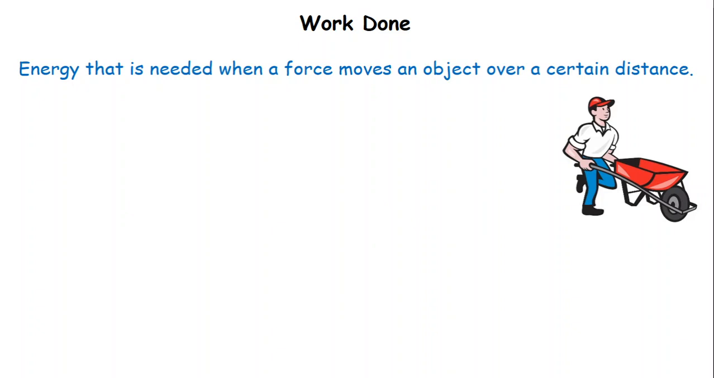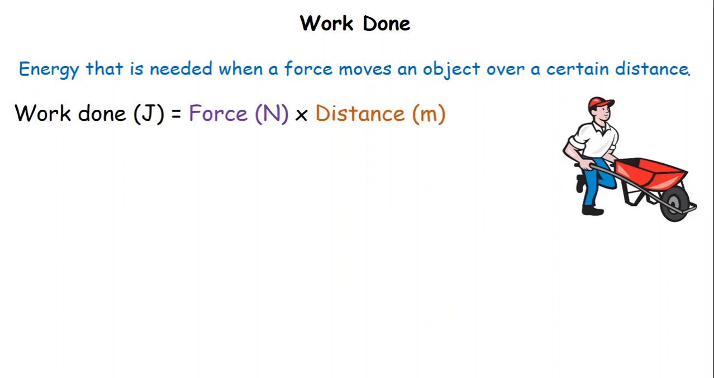The equation to calculate work done is work done equals force times distance. The unit for work done is joules, the unit for force is Newton, and the unit for distance is meters. We can also write it as E equals F times D, where E is the symbol for work done, F the symbol for force, and D the symbol for distance.